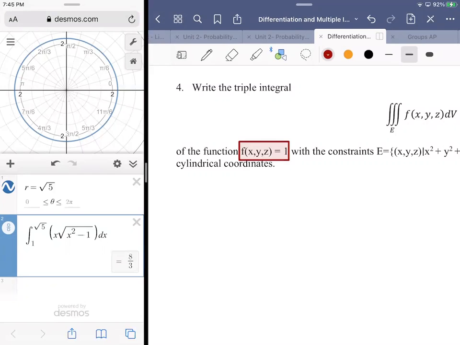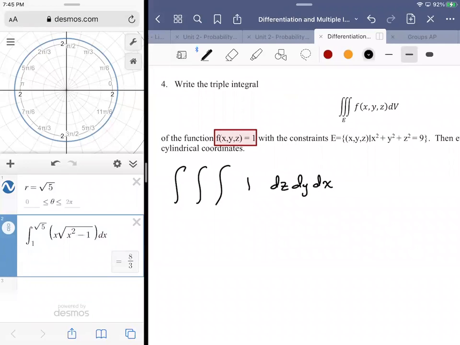So if I wanted to integrate this as a triple integral, I'd have my f of x, y, z. Oh, I already have that written, so just 1. And then dv would be dz, dy, dx, you know, whatever you like. All right. So what we're going to do, because they tell us the constraints are x, y, z such that they're bounded by the sphere x squared plus y squared plus z squared is equal to 9.